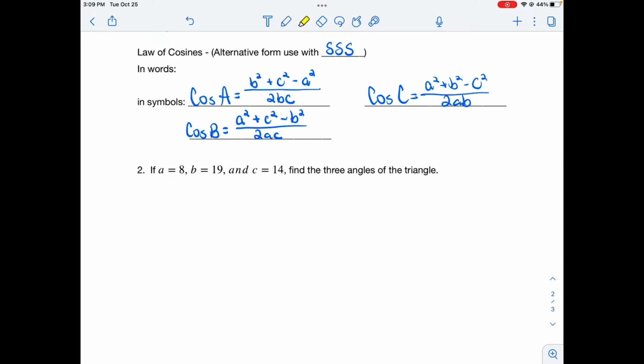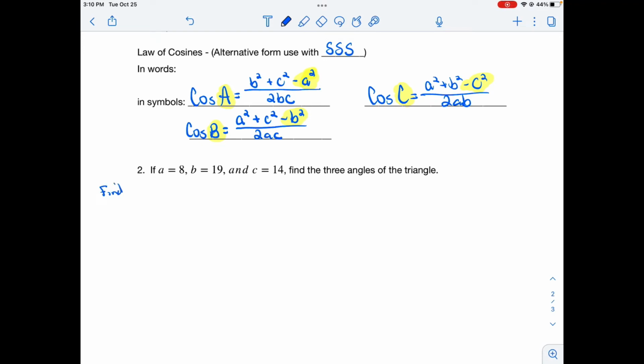All right, so we're going to find the 3 missing angles of this triangle. Notice that in the law of cosines, the side that you subtract squared is the side opposite the angle that you need to find. So for example 2, we're going to find all 3 angles that are missing from this triangle. We're going to solve this triangle.